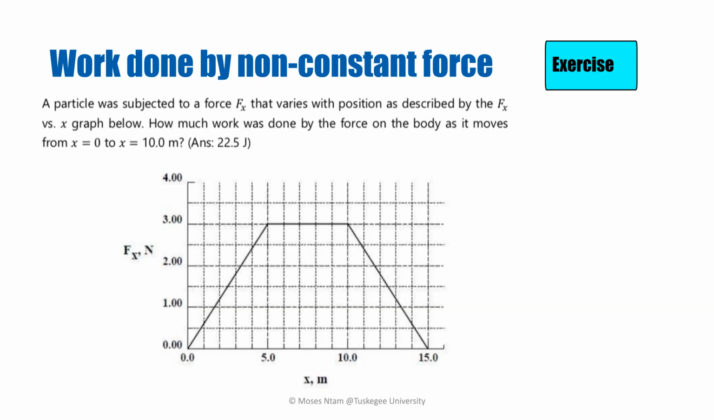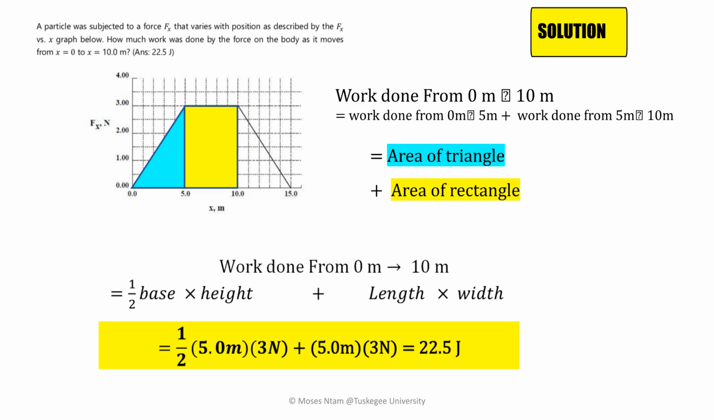Now let's consider an exercise to apply what we've learned about work done by non-constant forces. You'll need to calculate the work done from x equals 0 to x equals 10.0 meters. To solve this exercise, divide the area under the curve into a triangle and a rectangle. Calculate the area of each shape and sum them to find the total work done.